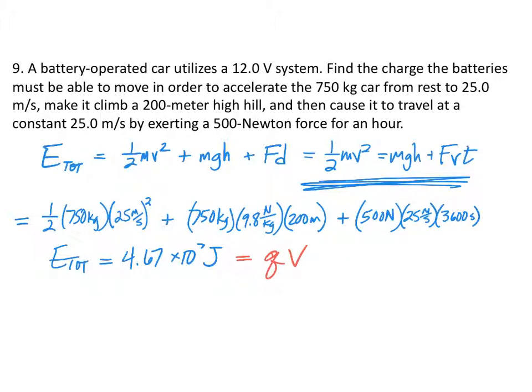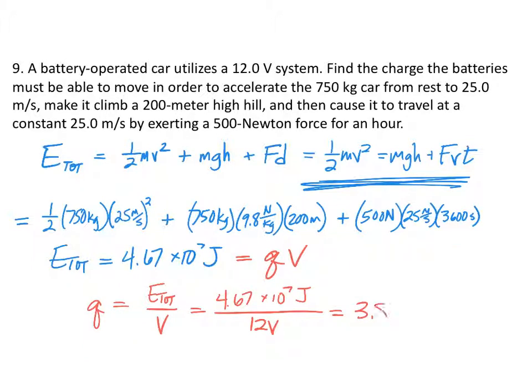So this means that our charge will equal the total energy per the potential difference. So we have 4.67 times 10 to the 7th joules. The voltage was 12 volts. So we need 3.89 times 10 to the 6 coulombs. We need 3.9 million coulombs of charge.